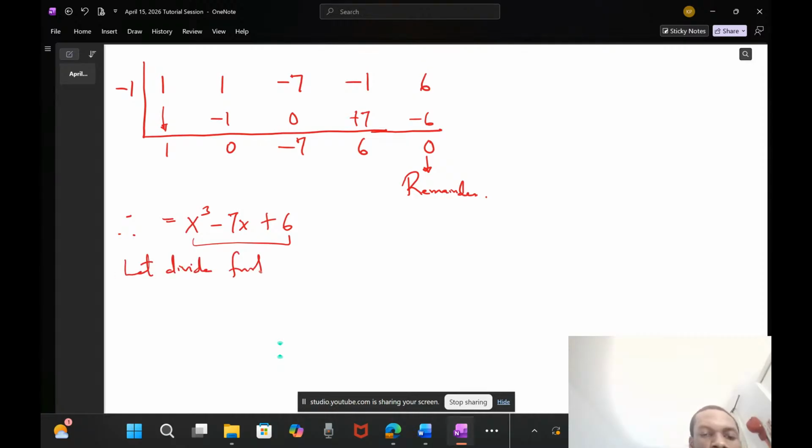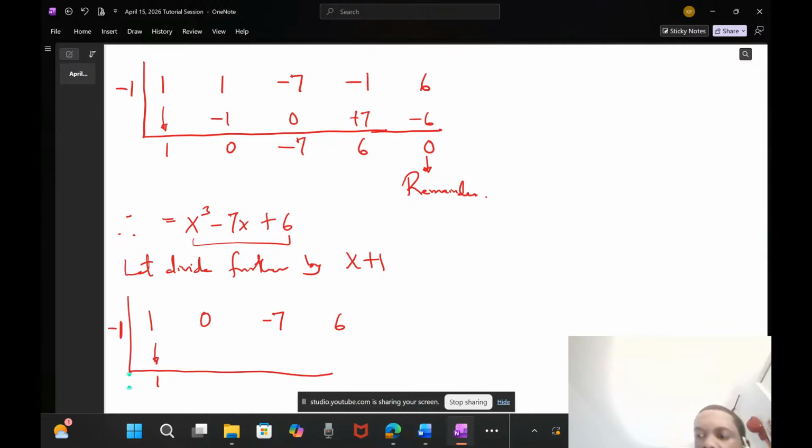Let's divide further by x plus 1. So I will do another synthetic division again. So we have 1, 0, -7, and 6. So we say, let's say x is equal to -1. Okay, we bring down this 1. Okay.